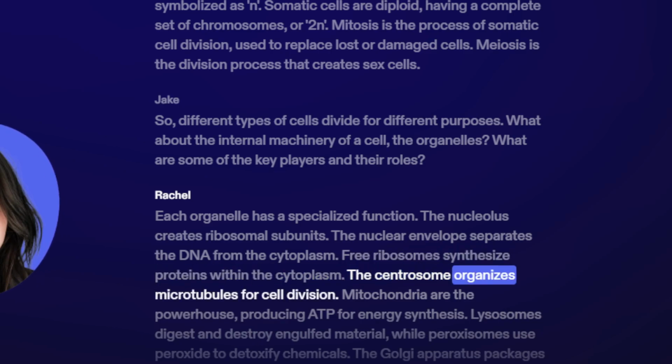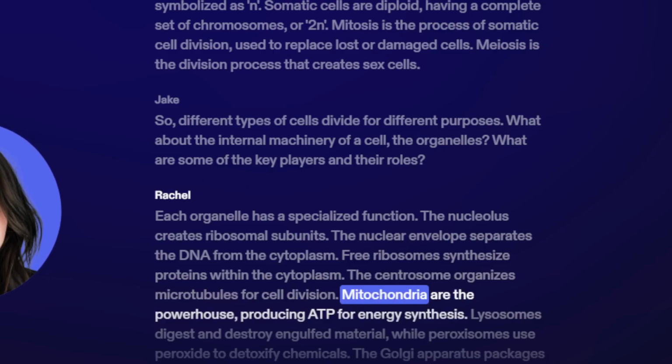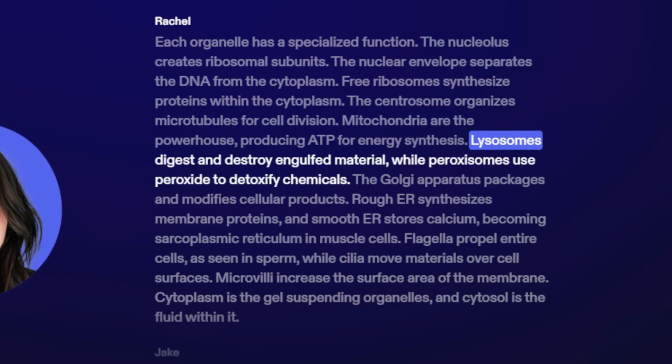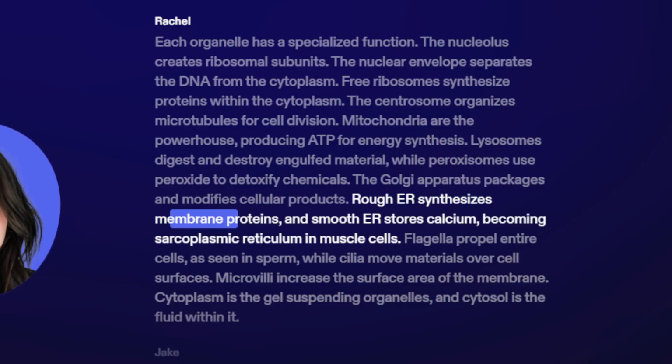The centrosome organizes microtubules for cell division. Mitochondria are the powerhouse, producing ATP for energy synthesis. Lysosomes digest and destroy engulfed material, while peroxisomes use peroxide to detoxify chemicals. The Golgi apparatus packages and modifies cellular products. Rough ER synthesizes membrane proteins, and smooth ER stores calcium, becoming sarcoplasmic reticulum in muscle cells.